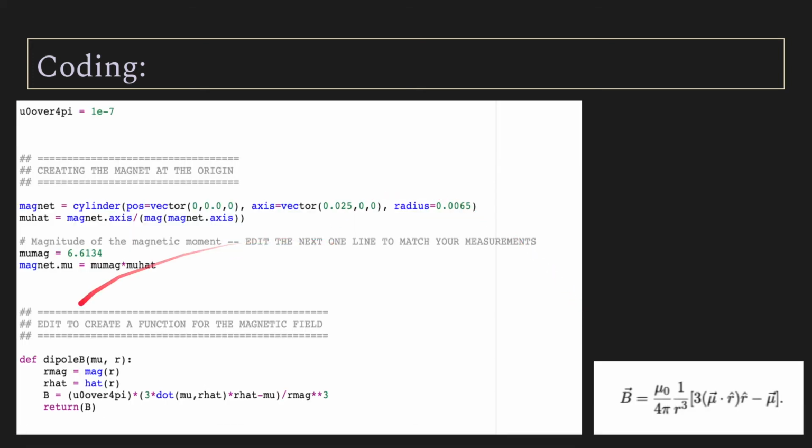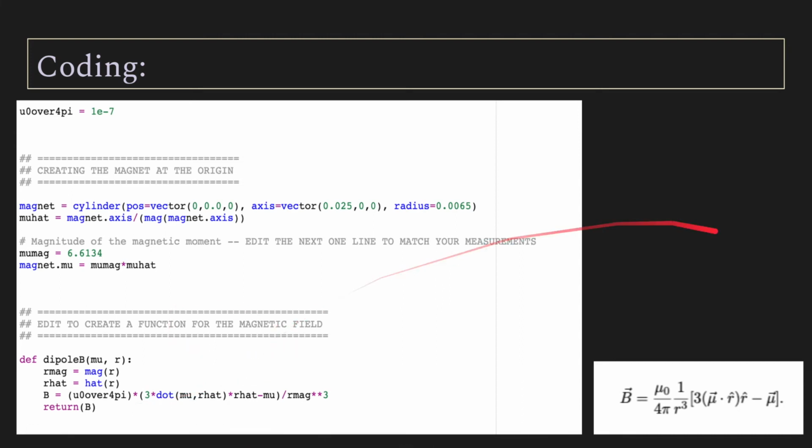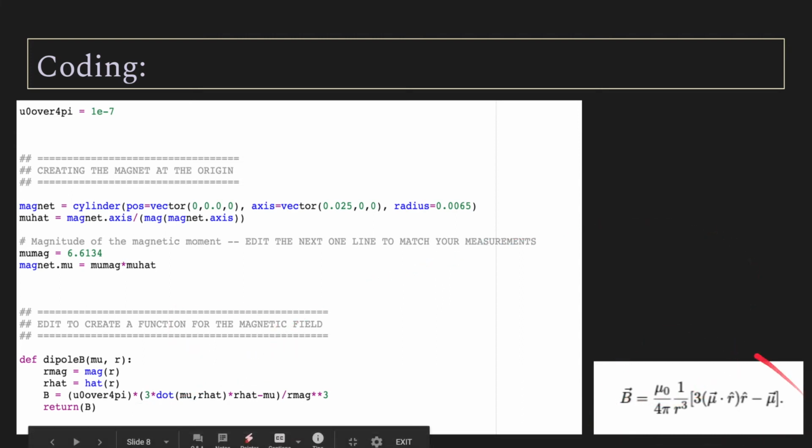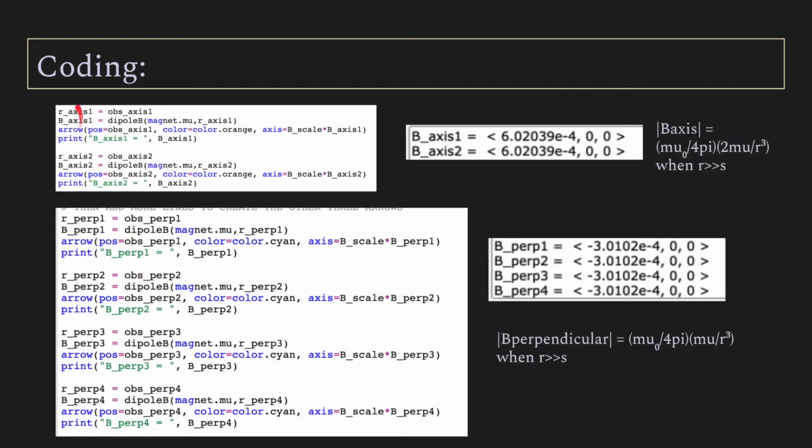This is how the magnetic field was calculated. This is the function that I coded. It's based off of this equation down here. Next, we have the perpendicular and on-axis arrows and how those are created. More about those arrows. This is how I actually coded each of them.